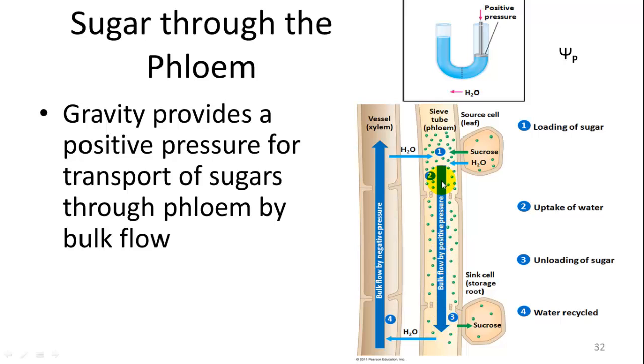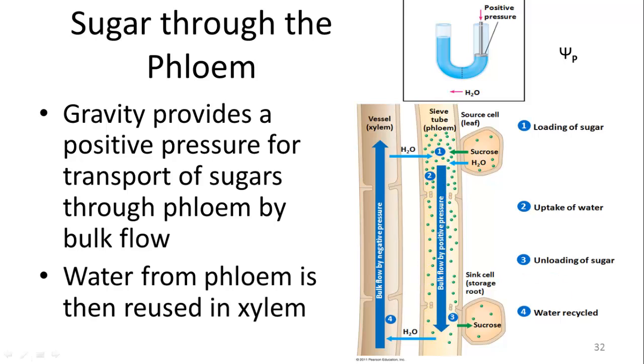Once you have a high concentration of this sucrose, this concentration of sugars creates a positive pressure by which everything then naturally diffuses through the phloem and then into the sink. The water which will follow the sugar is then recycled by the xylem.